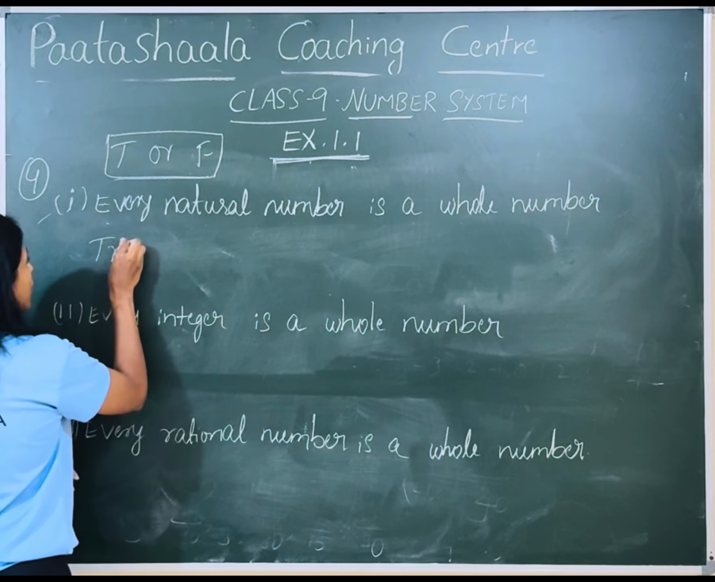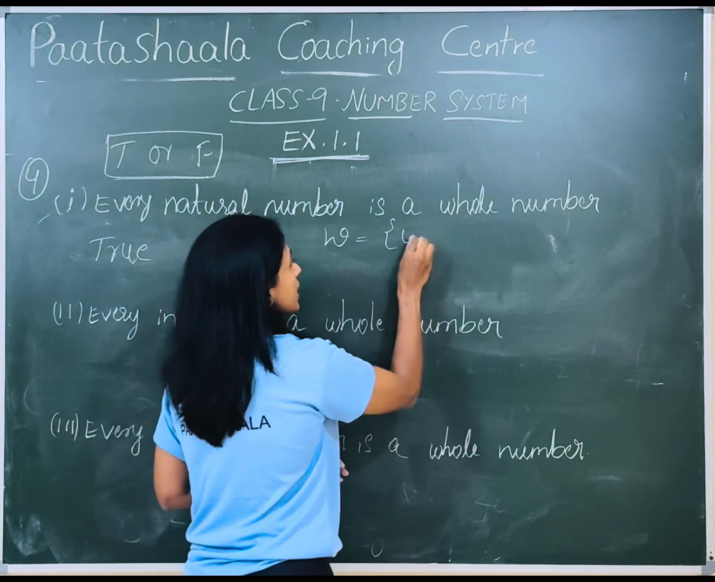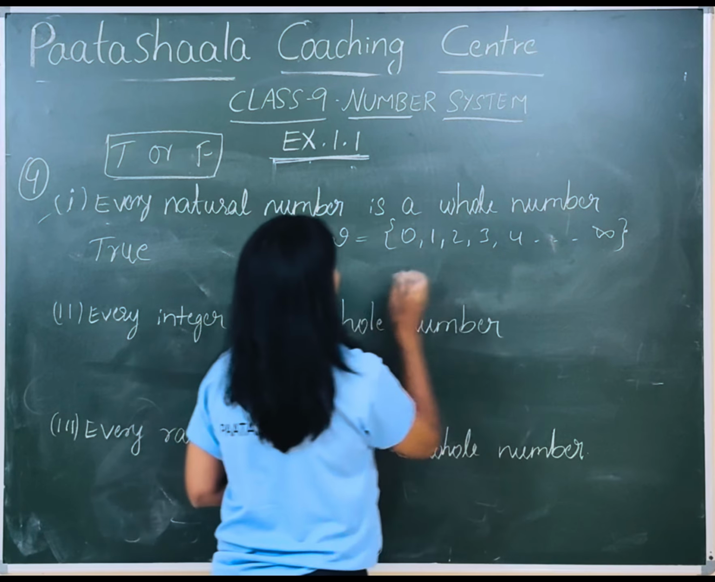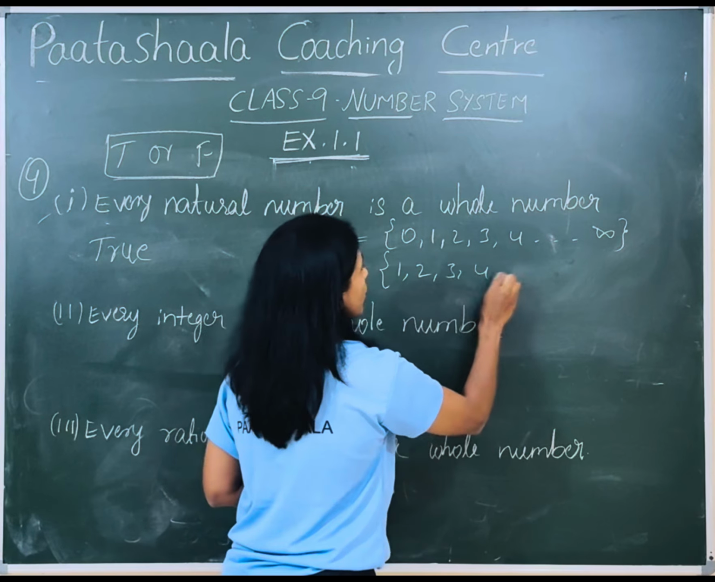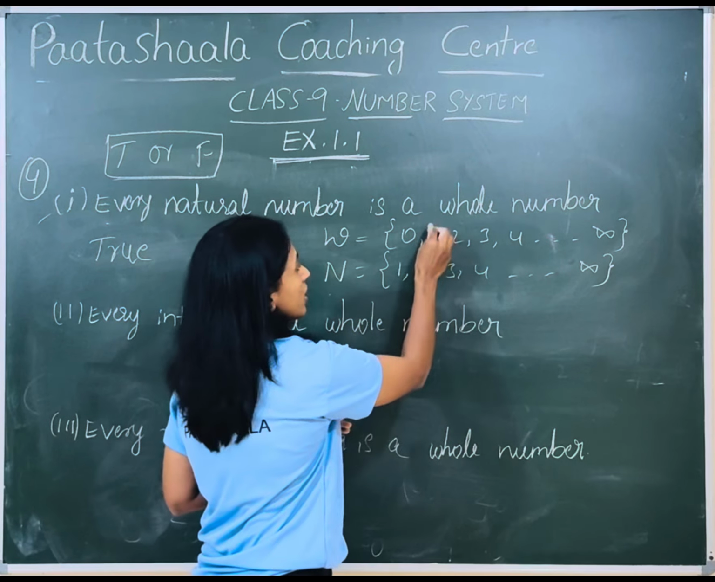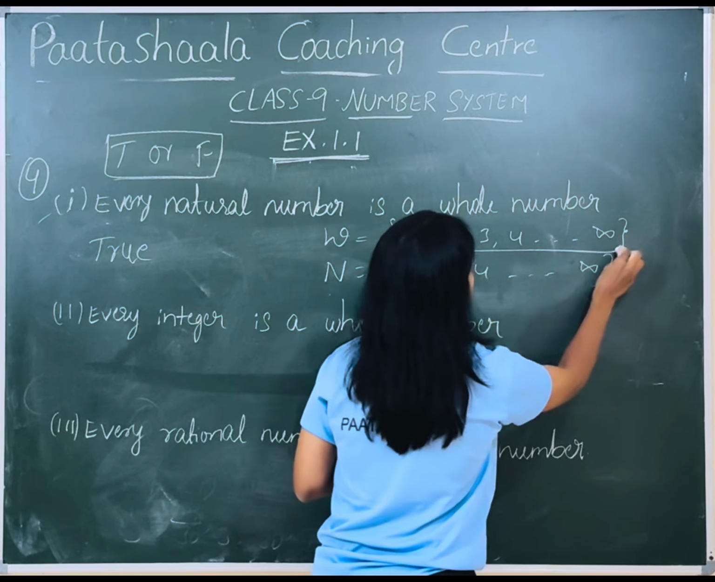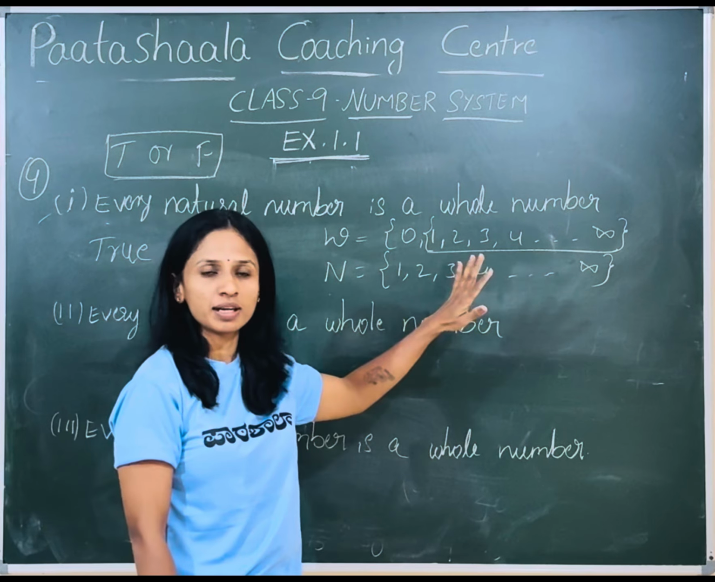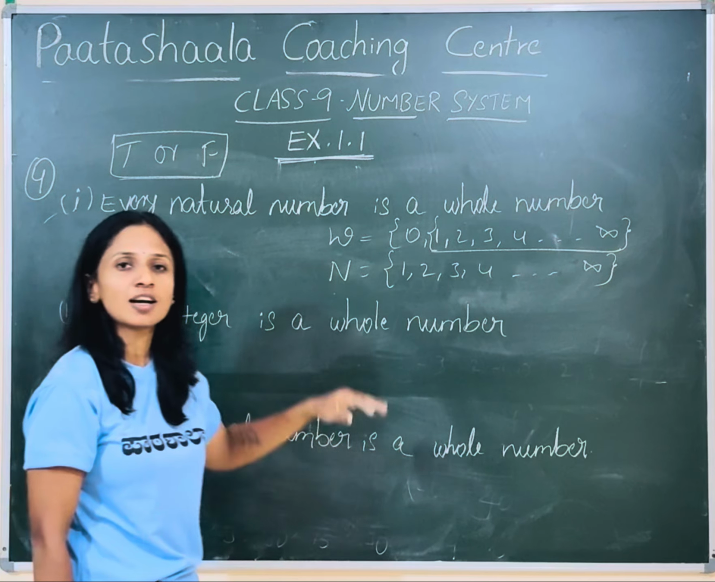The answer is true. Because we know what whole numbers are. Whole numbers start from 0, 1, 2, 3, 4 till infinity. What are natural numbers? Natural numbers start from 1, 2, 3, 4 till infinity. So as we can see here, natural numbers start from 1. So the whole numbers contain all the natural numbers. So every natural number is a whole number. The statement is true.